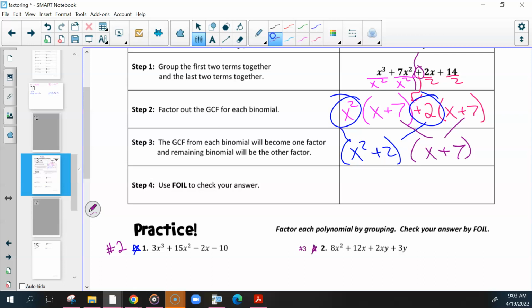Isn't that where FOIL comes into play? Wait, are we going to put 2x squared? Hold on. We are going to use FOIL to check ourselves. Peyton, what was your question? Why isn't there 2x plus 7? Since these are the same, this is just one factor. We wouldn't write it twice.